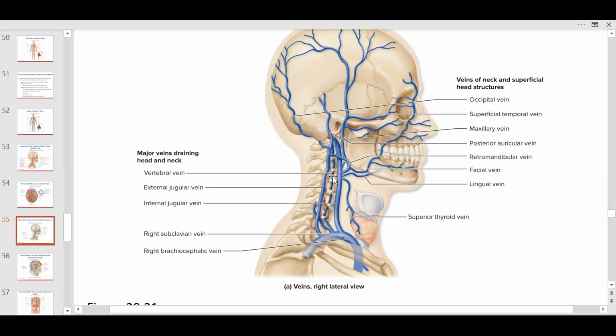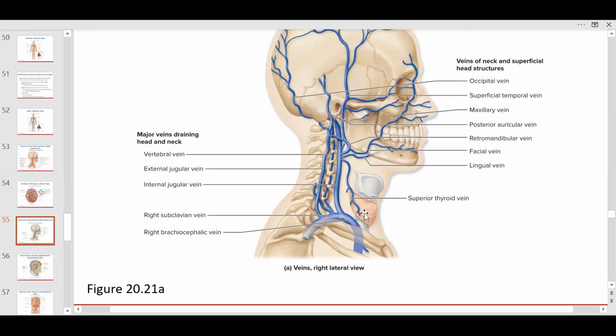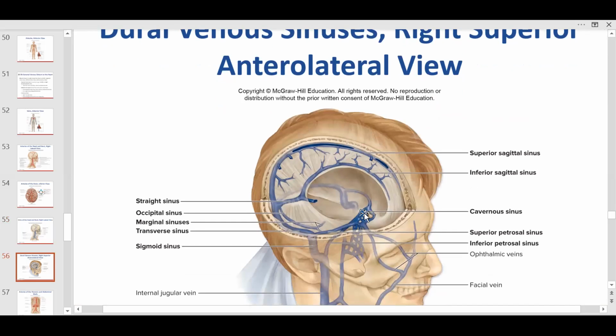But these three are really important. The external jugular, the vertebral vein, and the internal jugular vein. Remember, jugular is only vein. There's no artery. That's carotid. So if you're lost, at least you'll know this is the thyroid. You know that the thyroid is draining back to the internal jugular vein, right?